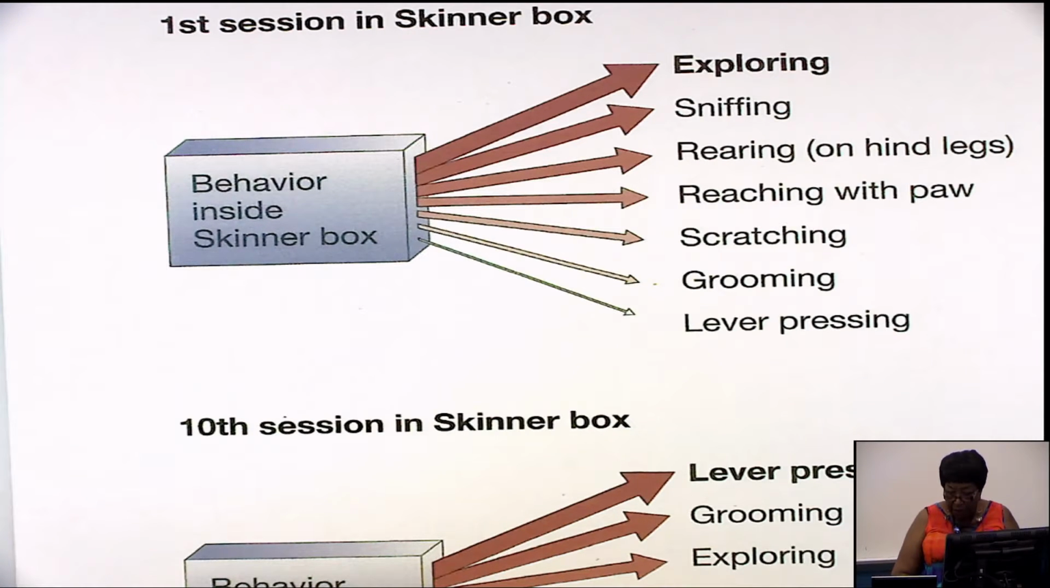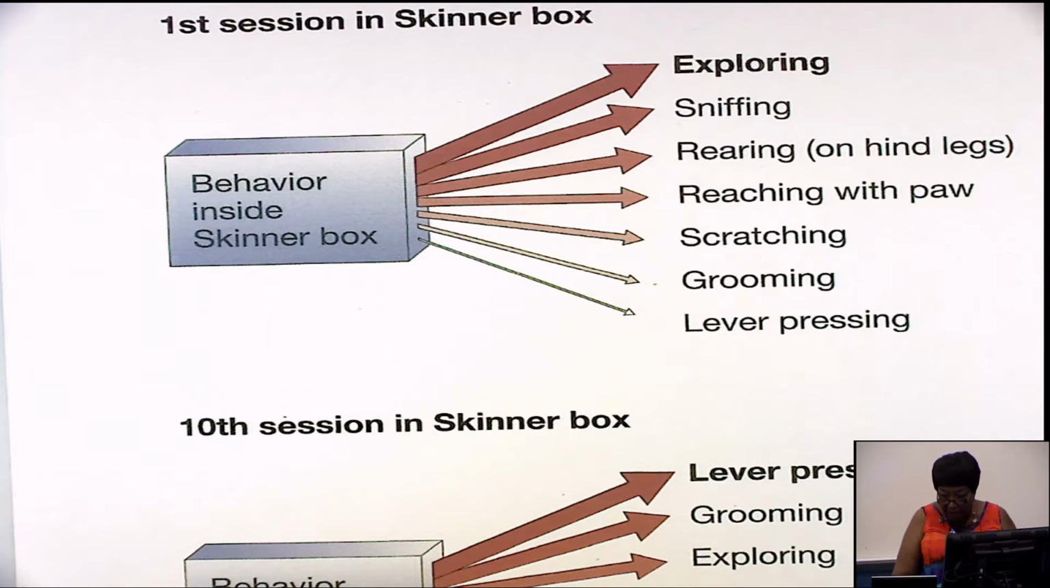The food was up at the top of the box, and there was a lever down there on the floor of the box that the rat could get to, and if the rat pressed the lever, down would drop a morsel of food. But of course the rat's not aware of that. He's just in the box. So as you can see there, the first session inside the box, the majority of the time the rat is doing, in order of appearance there, those things.